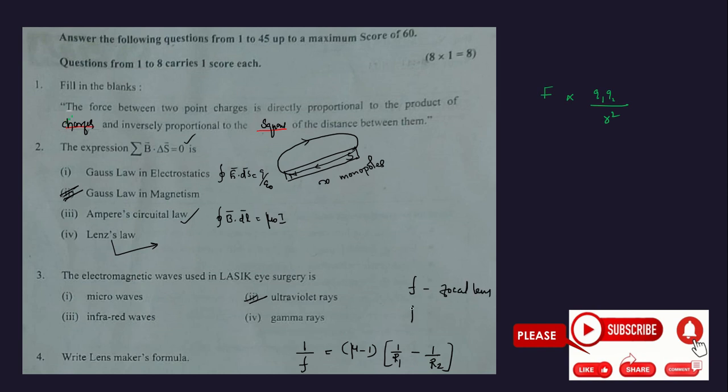So here we can say that f is the focal length, and mu is nothing but mu 21, or we can say mu of that glass material with respect to the medium, and r1 the radius of curvature for the first refracting surface, and r2 the radius of curvature for the second refracting surface.